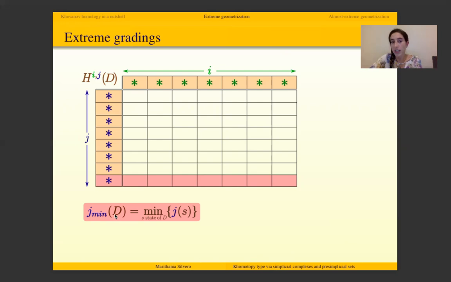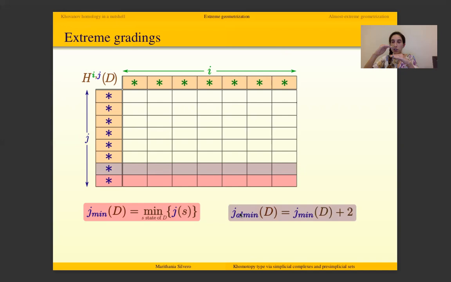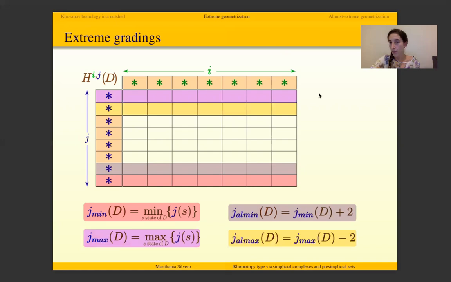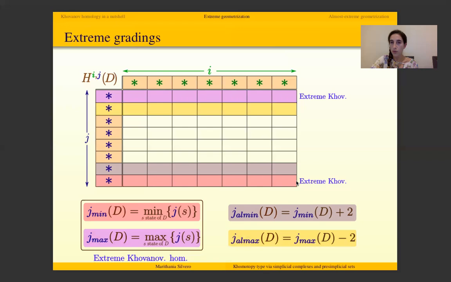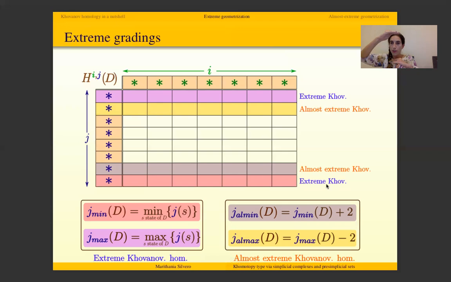Okay, so this is j min, and j almost minimal, meaning the next to the bottom index, is going to be called j almost min. And we know that it is this value j min plus 2, because in these rows you always jump by 2 units when you go up or down. You can do the same from the top. This will be j max, and this is going to be j almost max, meaning almost maximal grading. So the top one and the bottom one, we are going to say that these are extreme gradings, extreme Khovanov homology gradings. And the second from the top and second from the bottom, we are going to call almost extreme Khovanov homology gradings.